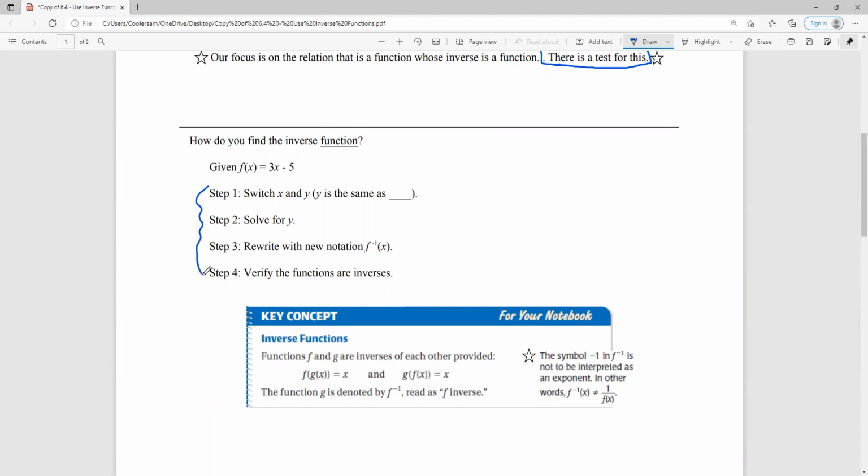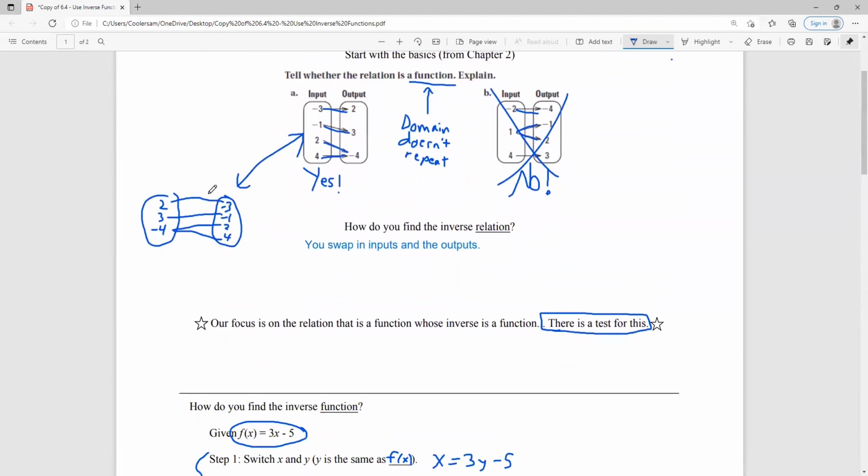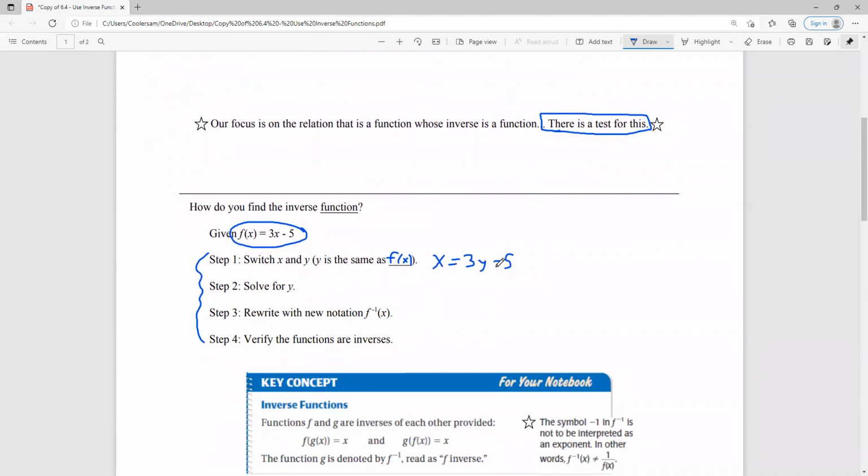Pretty straightforward. You just follow these steps. So let's say we're given this function. First thing we need to do, switch the x and the y. The y is the same as f of x. So for step 1, wherever I see an x, I'm going to put a y. Whenever I see an f of x, I'm going to put an x. So I'm going to change it to x equals 3y minus 5. I switch the x's and the y's, very similar to how I would switch the inputs and the outputs here. You do that same thing with the equation.